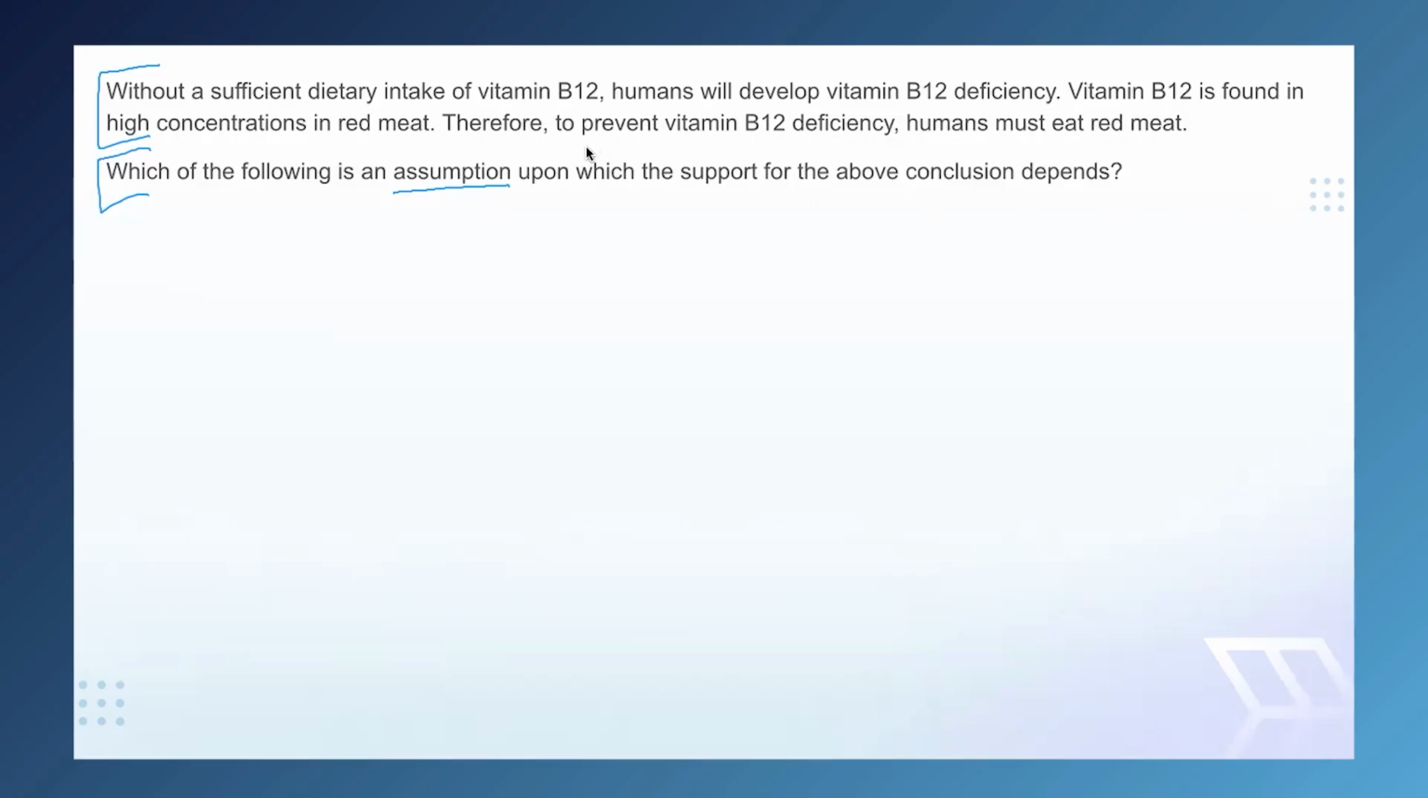And we have to draw it correctly, unlike for these other questions. But that's not what we're doing here. We're dealing with an assumption question. So we are going to go into the passage and break it down and find the flaw.